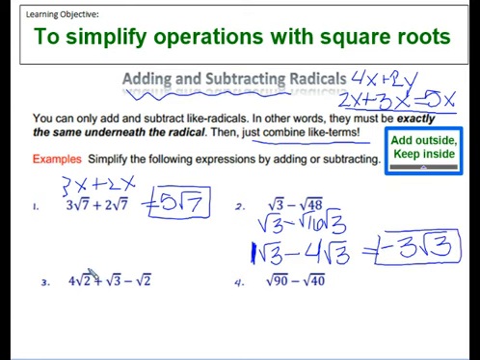If we check out number 3, this is a like radical to that, exactly the same square root value, but this value of square root of 3 is different, so I can only combine like radicals.